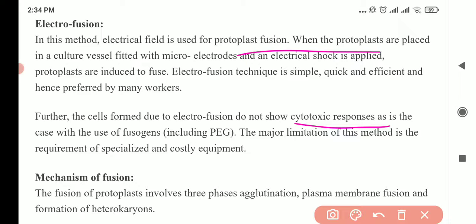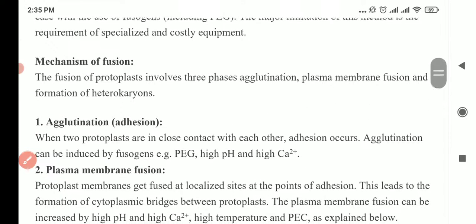But with this one, the equipment is very expensive, because it's not just like an ordinary electric shock. It is a very, very much controlled electric voltage. So the equipment is very small, but very, very expensive. Because you are shocking cells, you cannot just give electricity however you like.